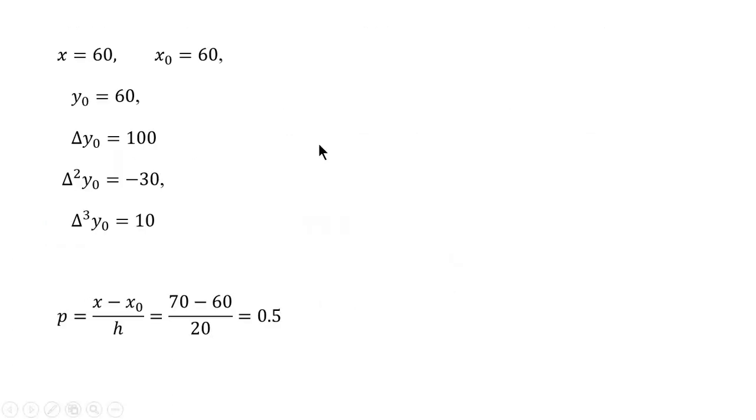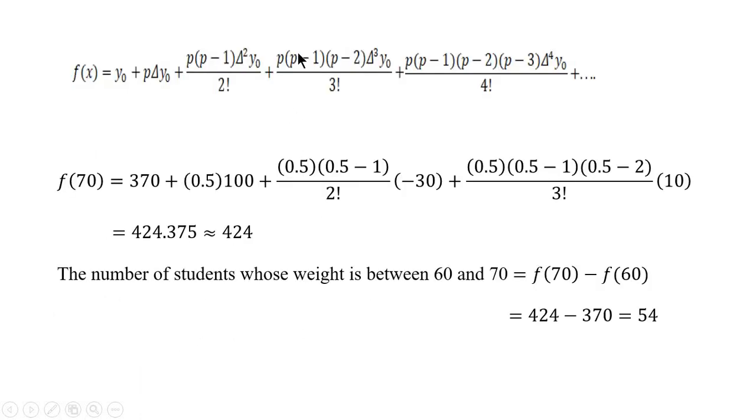Okay. Now compute p, x minus x naught by h. I told you h is 20, so we get p as 0.5. Substitute in the forward interpolation formula, we get the answer approximately as 424. Because we are computing number of students, we have to approximate the decimal number. So it is 424. Now we have to subtract these two, the number of students who weigh below 70 minus the number of students who weigh below 60. So 54. There are 54 students who weigh between 60 and 70.